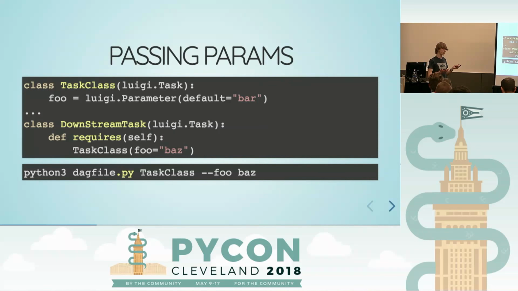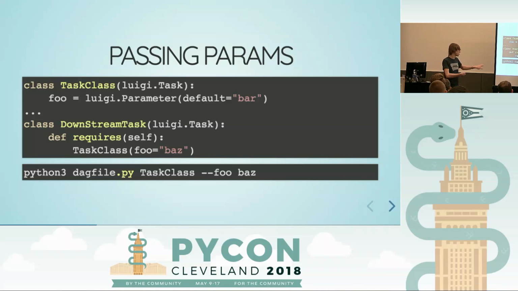Now, how do we actually pass this parameter in from somewhere else? Well, there are two places that we could potentially be using this parameter from. One is we could have an actual downstream parameter that, when we have our requires, passes the parameter directly, like in this case here with this downstream task. And that will obviously set this other task to have foo equal baz rather than foo equal bar.